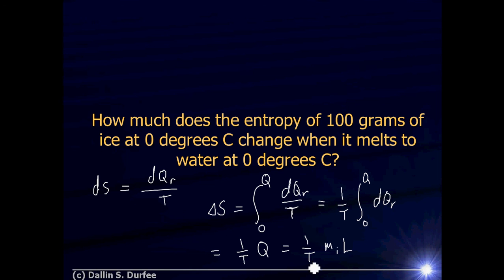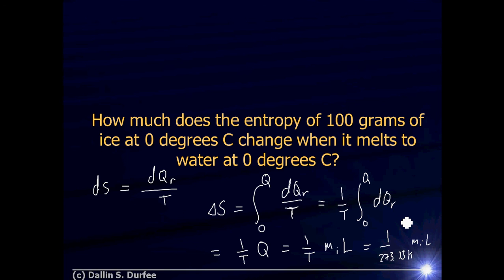No! Because we have to use temperature in Kelvin. This is not a temperature difference, so I need an absolute temperature. So this is going to be 1 over 273.15 Kelvin times mass of the ice times L. Notice, mass of the ice times L, that's a heat, right? That's an energy, that's in joules, and the units of entropy are joules per Kelvin, so my answer has the right units. That's good, all right?